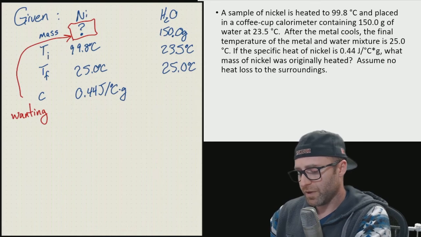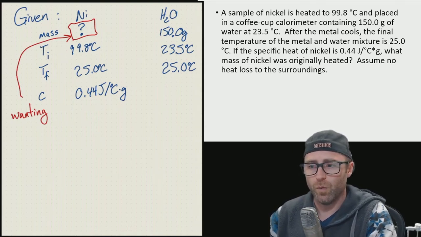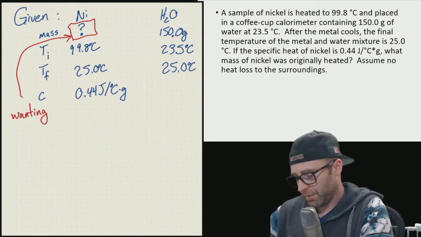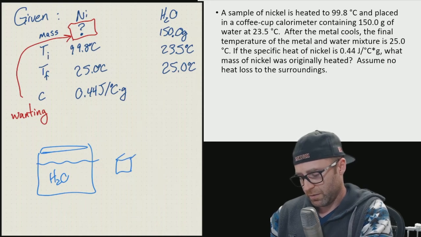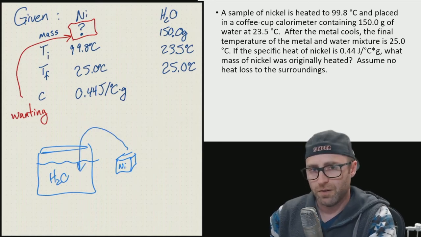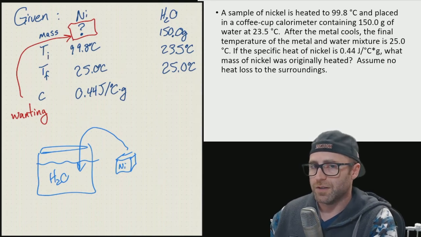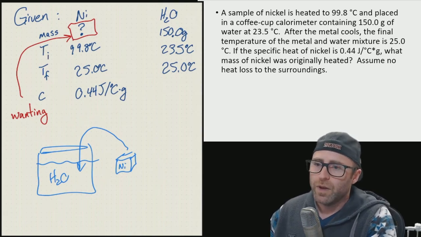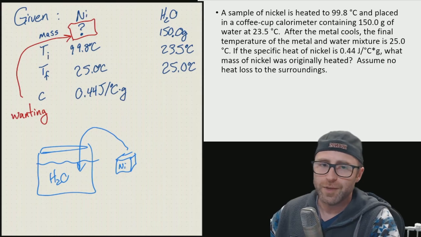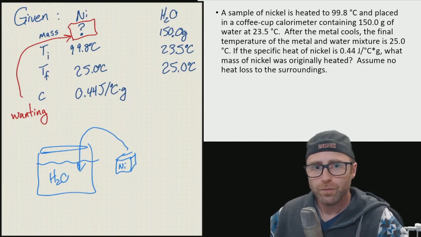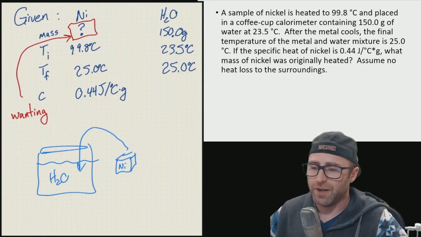If it helps, let's draw a picture here quickly to illustrate what has actually happened in this problem. So we had water. We have nickel, and I'm going to just draw it as a cube. And the nickel gets dumped into the water. That's the entire process. Now, the nickel was hot, the water was cool, they reached thermal equilibrium, and up above our little image here is the entire stat sheet for what all is happening as part of this process.